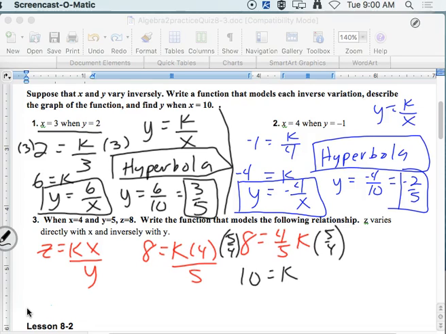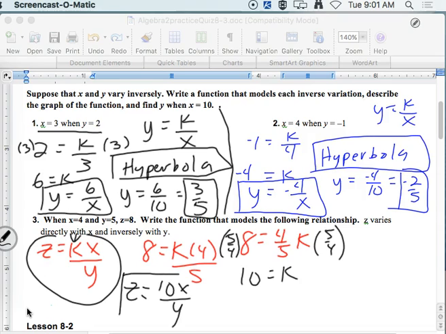No. What did we find that for? Okay. Exactly. So go back to the beginning and say, aha, now I know what that is. Z equals 10x over y. Did this one have a follow-up question? Nope. Just done. We wrote a function that modeled the following relationships, and there it is. Z equals 10x over y.